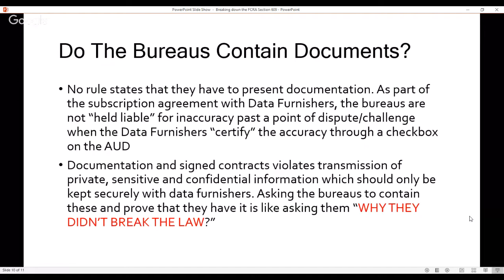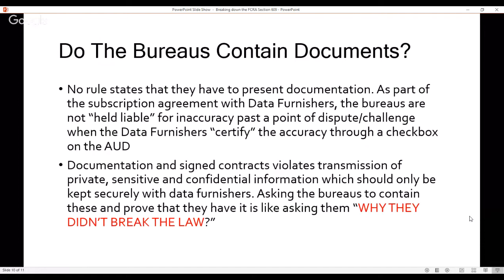So particularly with the checkbox, with the AUD form where you certified the information is compliant, that can be held in court as a means to basically overthrow every Section 609 and any other legalese that you guys are attempting to fix your credit with.